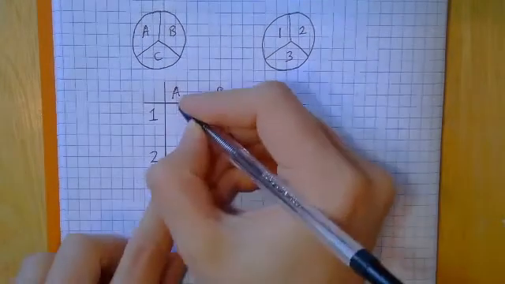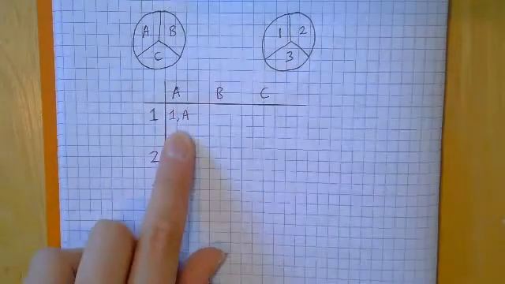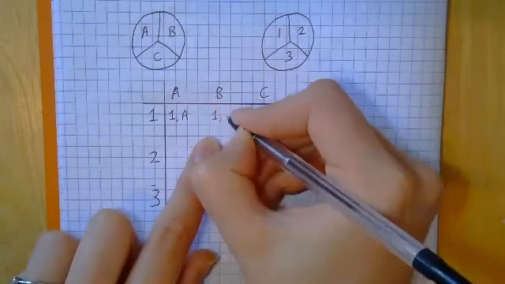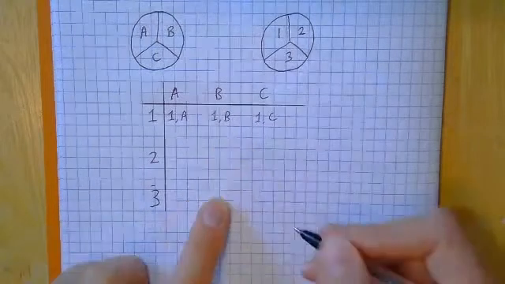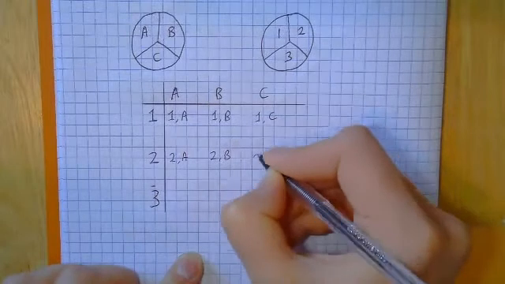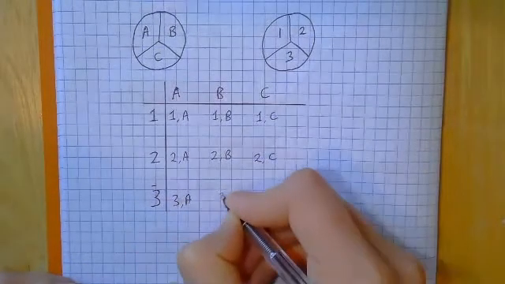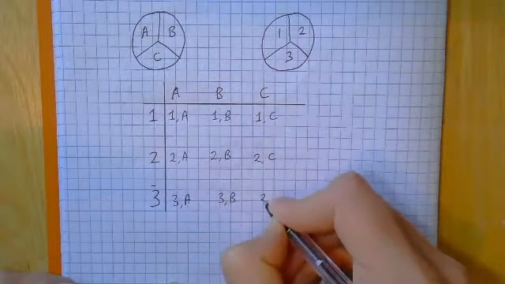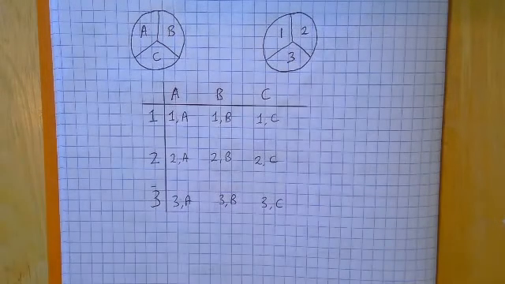What could I get? Well, I could get a 1 and an A. So I'm going to put 1, A. That's one of the options. The next option is 1, B. Or I could get a 1 and a C. Get the idea? I could get a 2 and an A. I could get a 2 and a B. Or I could get a 2 and a C. And I could get a 3 and an A. And I could get a 3 and a B. Or I could get a 3 and a C. So that's a sample space diagram.